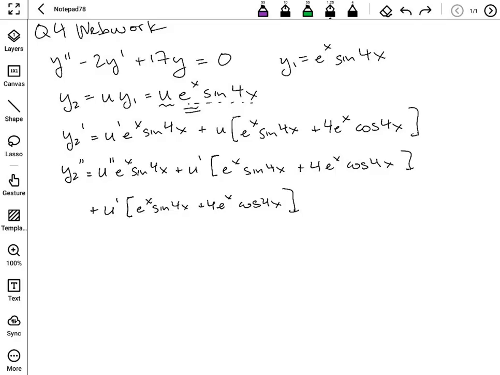And then I'm going to leave u as it is and take the derivative of everything inside. I'm probably going to need more room than I have right there, so I'm actually going to just write it here like this. So it's going to be u times the derivative of e^x sin 4x and 4e^x cos 4x. I already know the derivative of e^x sin 4x. It's the term in brackets, so I'll write that down first.